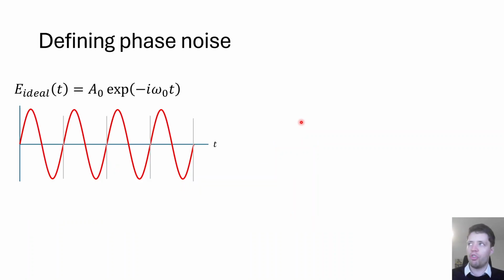I think it would be helpful to start by actually defining what we mean by phase noise. Now, first of all, here we see a perfectly sinusoidal wave that's totally ideal with zero phase noise. And you can see that it oscillates at some kind of carrier frequency. And you can see that each cycle starts and ends at the same place. It's perfectly identical every time we go through one cycle.